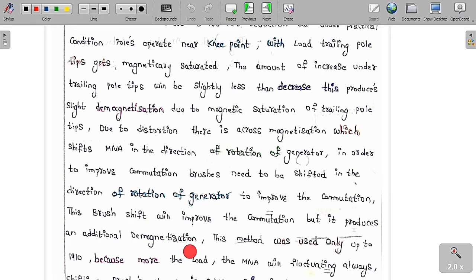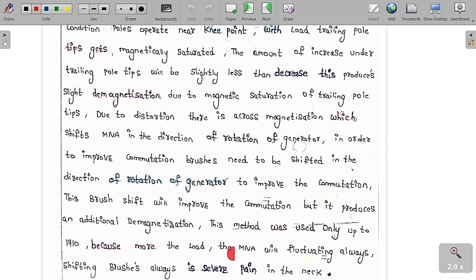These things I have already told you. This method was used only up to 1910, because the more the load, the MNA will always fluctuate. So shifting brushes always is a severe pain in the neck. What I am trying to say is very simple.